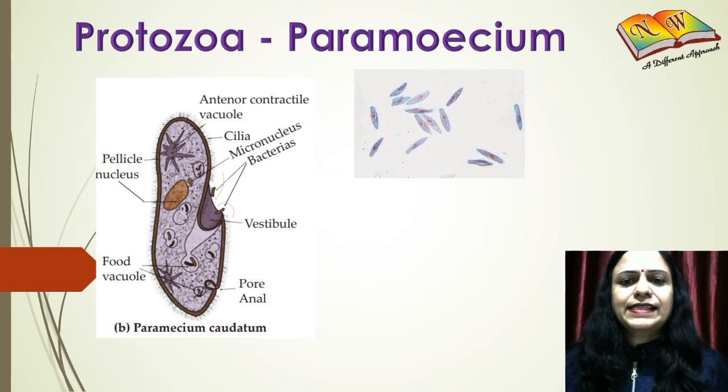Then this is the slipper animal, or the slipper molecule as it is known. We call it the Paramoecium. If you observe Paramoecium under a microscope, you will see this kind of an image. Actually, if we talk about the detailed structure, it will look something like this.